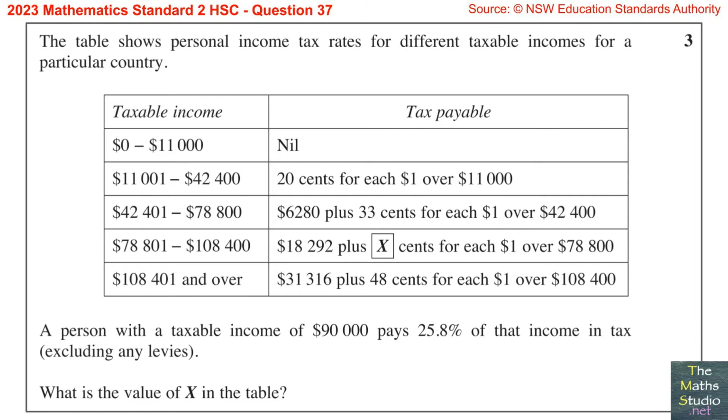Question 37. The table shows personal income tax rates for different taxable incomes for a particular country. A person with a taxable income of $90,000 pays 25.8% of that income in tax, excluding any levies. What is the value of X in the table?